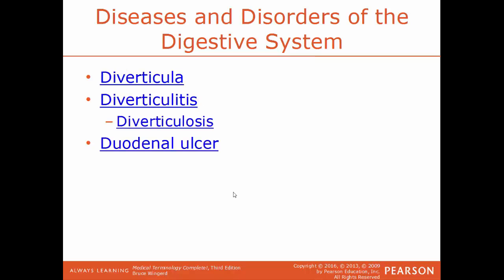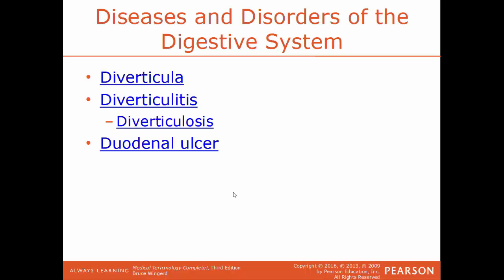Next term, diverticula. This is a plural form of the word diverticulum, which means a blind tube leading into a cavity, which is a reference to an abnormal sac or a pouch that develops at a weak point in the wall of the alimentary canal.